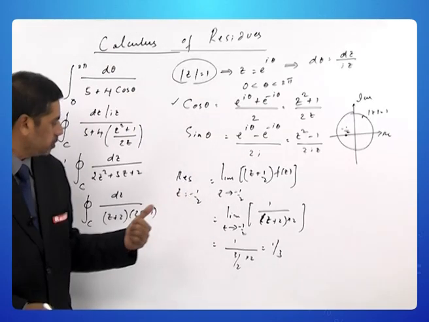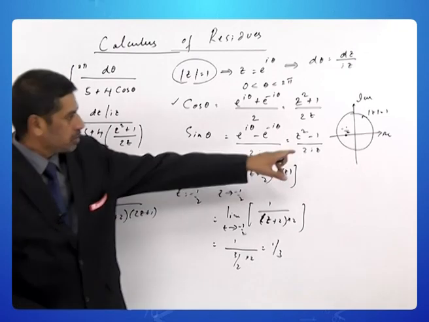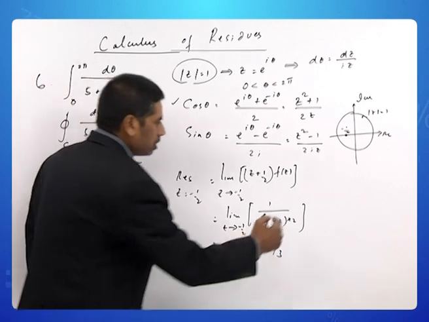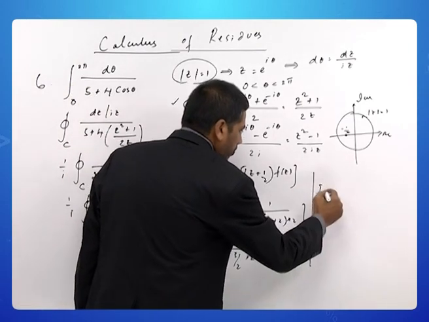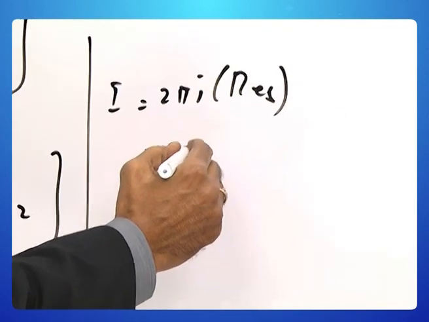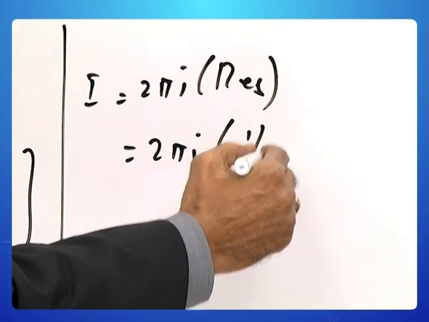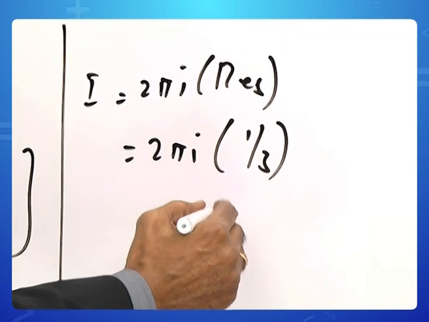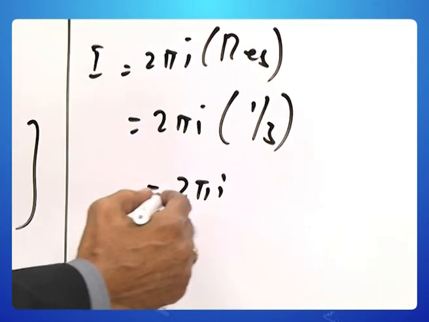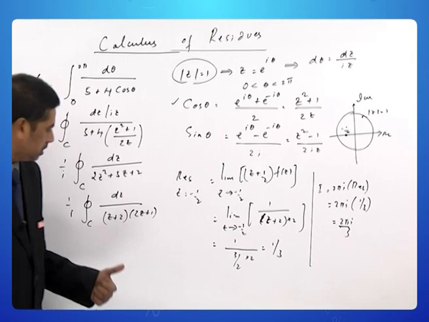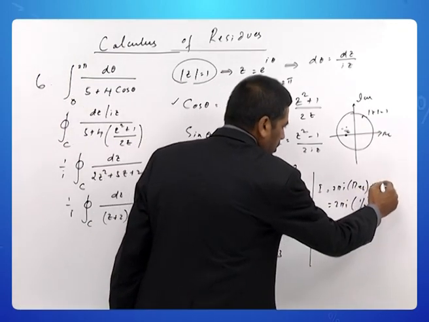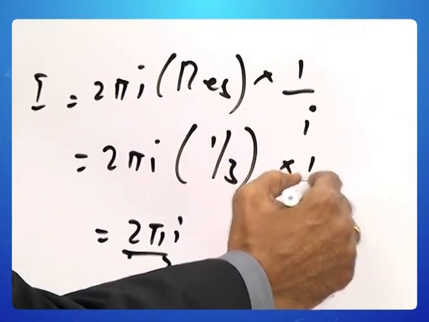As I told you, the residue at z is equal to minus 2 is not required because minus 2 happens to be outside the contour. So let us write the value of the integral now. The value of the integral will be 2 pi i into the residue. So this is 2 pi i into 1 by 3, which is 2 pi i by 3. But let us not forget that there is already a 1 by i outside, which we must include in the calculations.